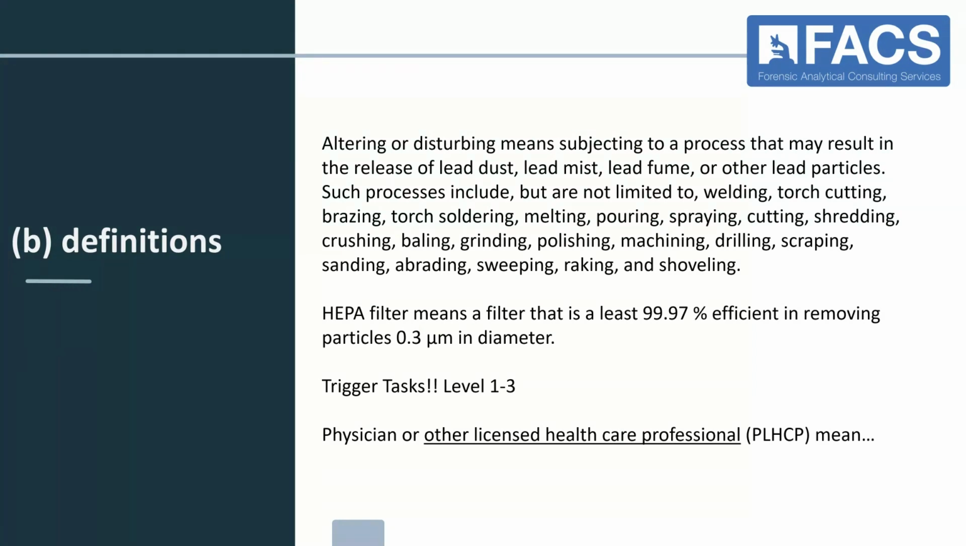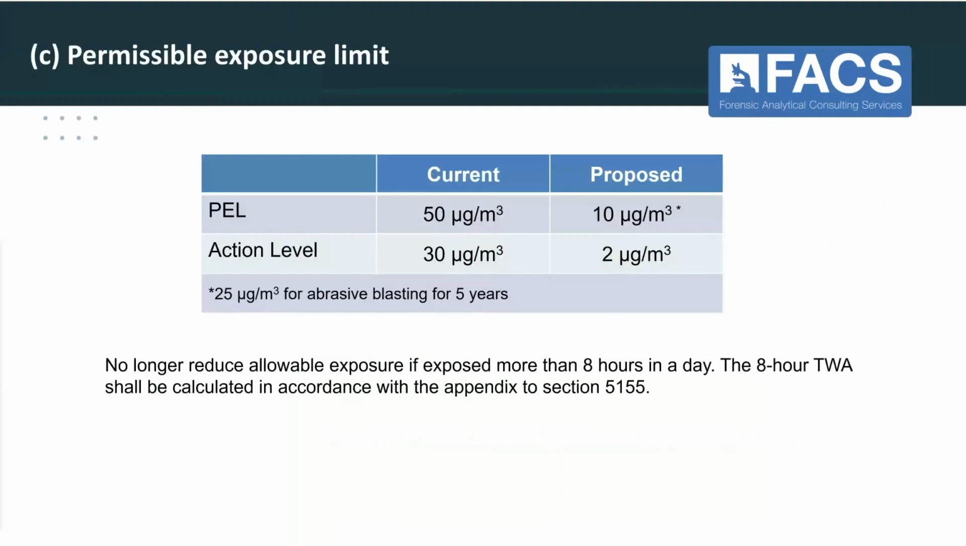The permissible exposure limit is the level that, as an employer, you can expose your employee to 8 hours a day over a working lifetime. The action level is the point at which we have to take some kind of action. Generally, it's going to be training. It might be medical surveillance or blood testing. But once we hit that action level, we have to do something. And those numbers have now gone way, way, way down.